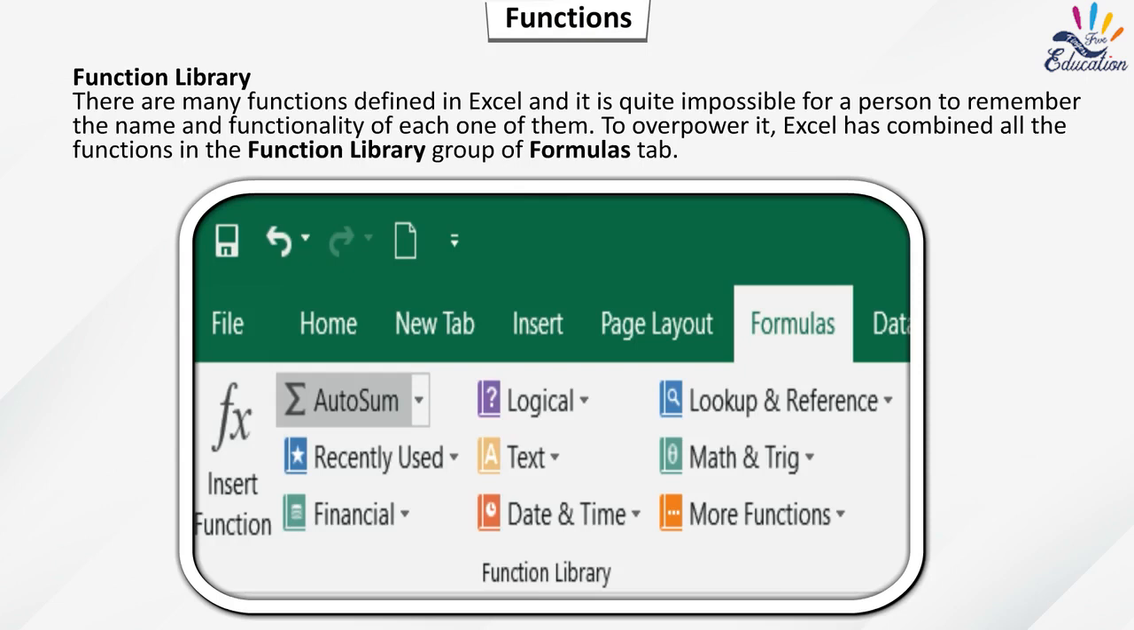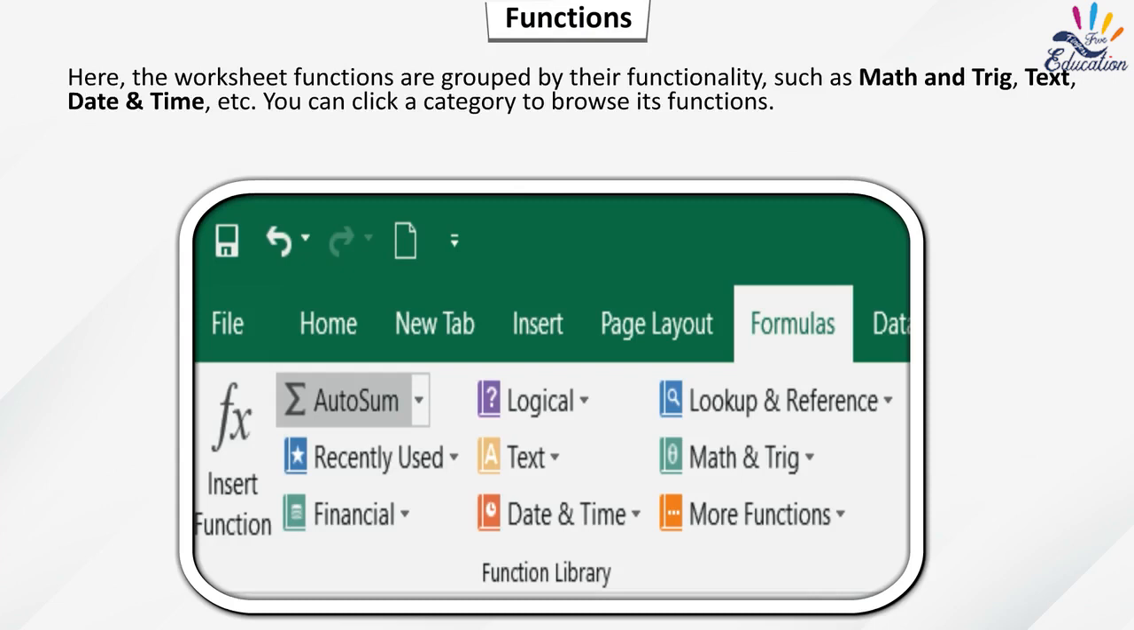Function Library. There are many functions defined in Excel, and it is quite impossible for a person to remember the name and functionality of each one of them. To overcome this, Excel has combined all the functions in the Function Library group of the Formulas tab. Here the worksheet functions are grouped by their functionality such as Math and Trig, Text, Date and Time, etc. You can click a category to browse its functions.